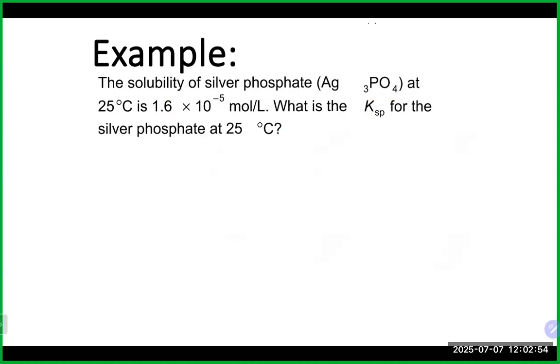So let's take a look at an example together just to kind of run through how we would work a problem like this. The solubility of silver phosphate at 25 degrees is 1.6 times 10 to the minus 5 moles per liter. We're looking for the KSP here. So in this case, we are looking for the KSP, which means you really actually maybe don't need to do an ice table, but we're going to do it just to sort of show you a few of the different things that we do in these type of calculations with the ice table.